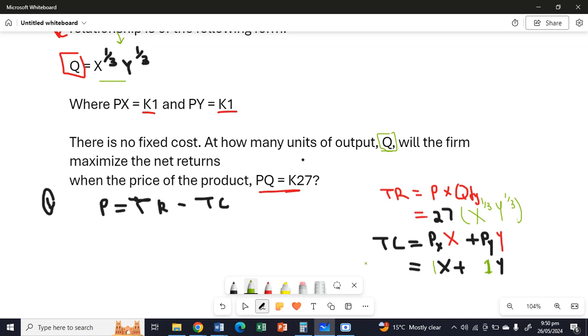Remember, the name of the game is that we want to first find the values of X and Y. Once you've got your total revenue function and your total cost function, you can just substitute them here. Total revenue 27, open brackets, X to the power 1/3, Y to the power 1/3, minus TC, which we substitute with X plus Y.